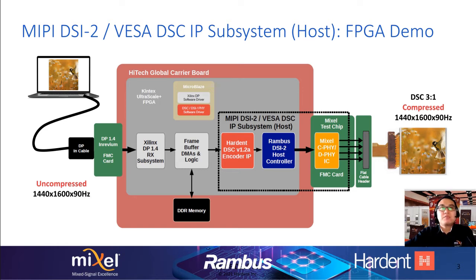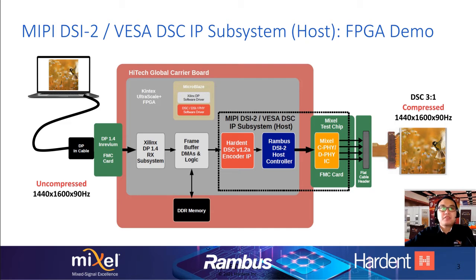On the left, a laptop with a DisplayPort output is used as the source to provide an uncompressed display stream running at 1440 by 1600 by 90 Hz. The DP cable is then connected to an Enclustra DP daughter card, which interfaces between the laptop and the HiTech Global carrier board, which you see here in red in the block diagram. The DisplayPort stream is converted to parallel pixel data using a Xilinx DisplayPort IP subsystem. After this, the video is extracted. It then goes to a frame buffer and into an external DDR memory.